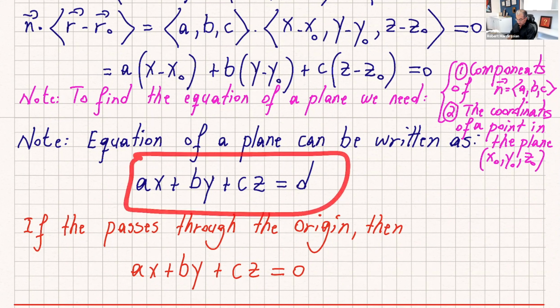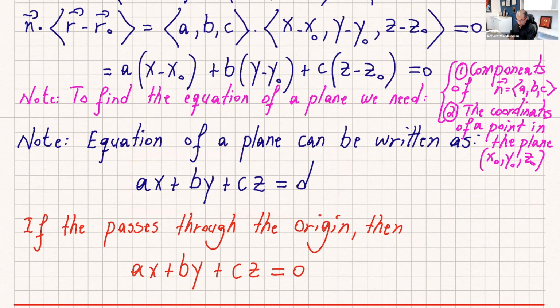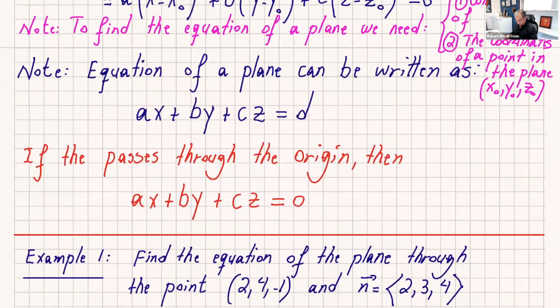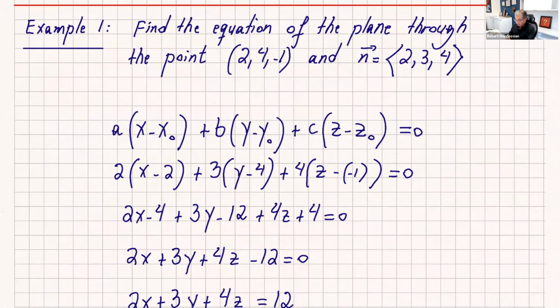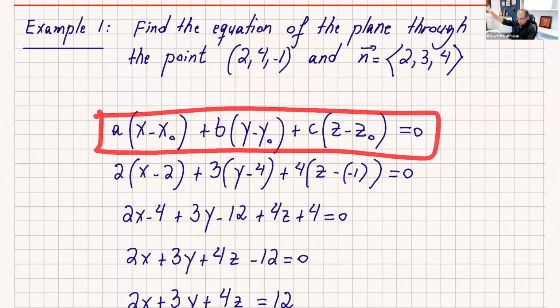With an example, it's going to be much easier to see. And if the plane passes through the origin, then d is 0. So remember those. Let's do this example so you see how it works. Find the equation of the plane through the point 2, 4, -1, having the normal vector with components 2, 3, and 4. We know we can write the equation here.